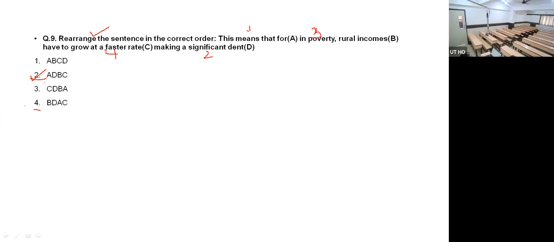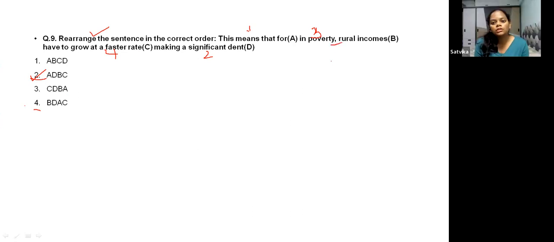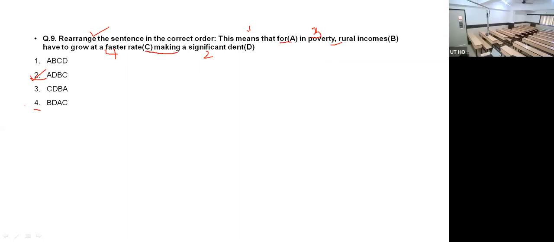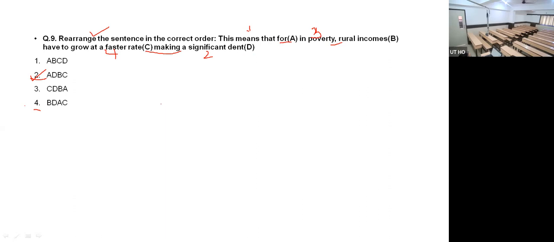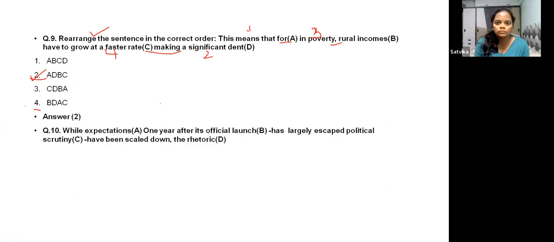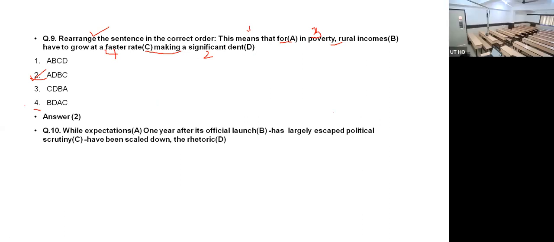This means that for making a significant dent in the poverty, rural incomes have to grow at a fast rate. I think it's grammatically correct also. We have a for comma here. Making won't be right though, right? This means that to make a significant dent. For making a significant dent. Yeah. This means that for making or to make, both will be correct. Right? Okay. Now let's look at this one.